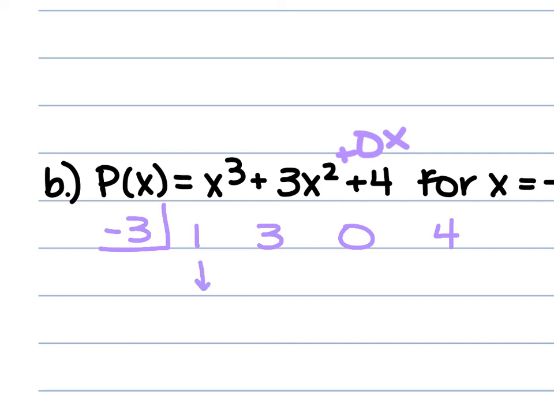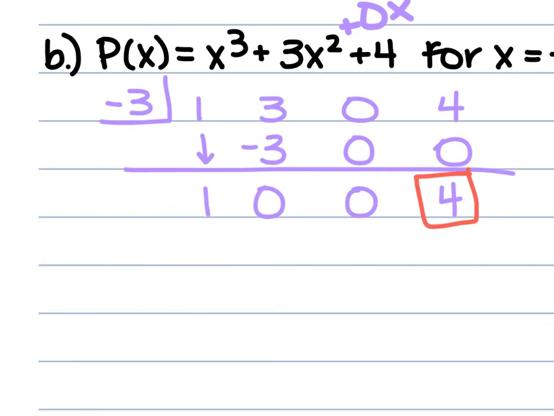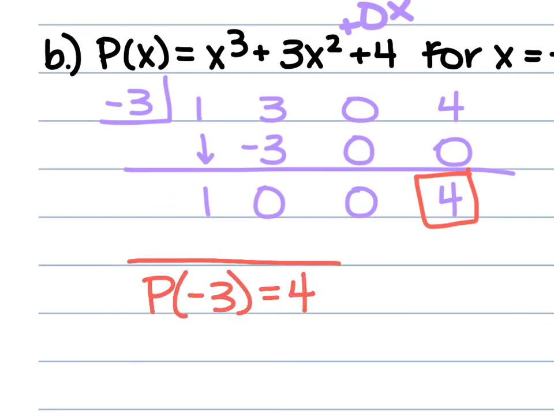So bring down the 1. 1 times negative 3 is negative 3. 3 minus 3 is 0. 0 times negative 3 is 0. 0 plus 0 is 0. 0 times negative 3 is 0. The 4 brings down. So we have 4 as our remainder. That would be what p of negative 3 is equal to.